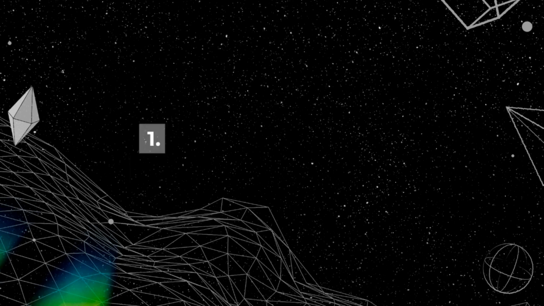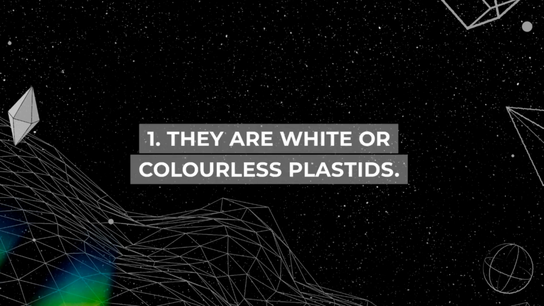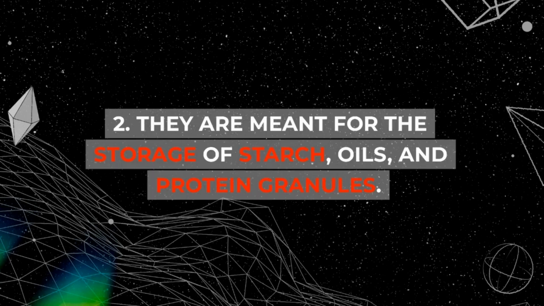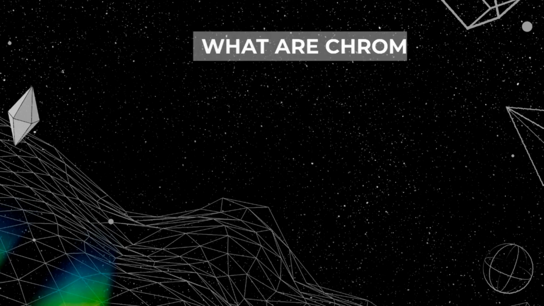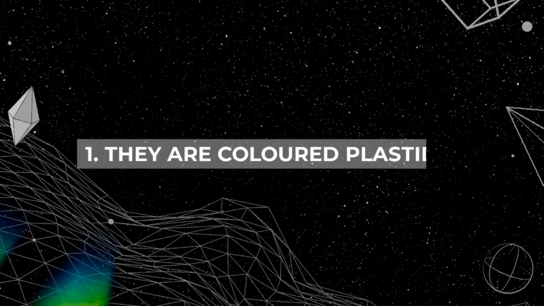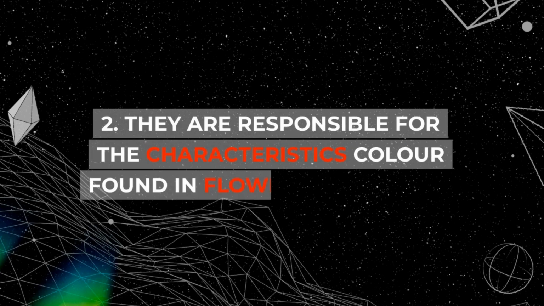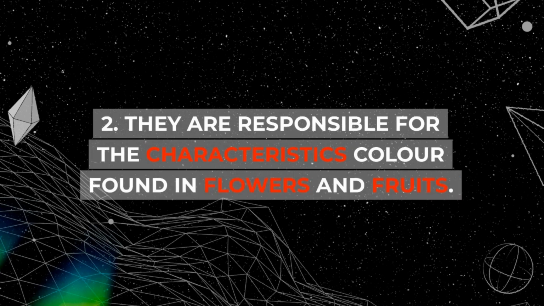What are leucoplasts? 1. They are white or colorless plastids. 2. They are meant for the storage of starch, oils, and protein granules. What are chromoplasts? 1. They are colored plastids. 2. They are responsible for the characteristic color found in flowers and fruits.